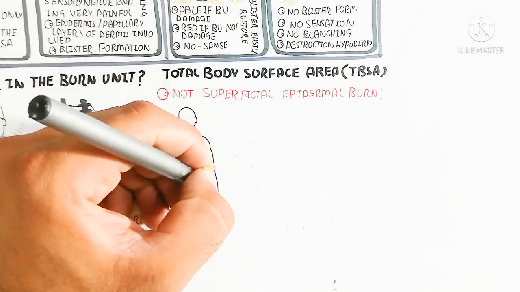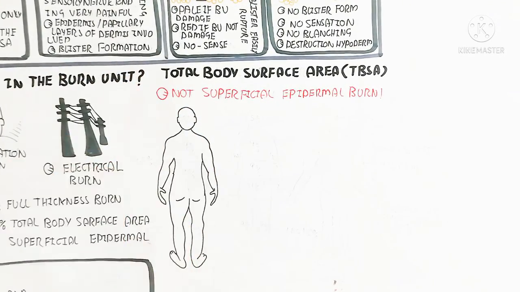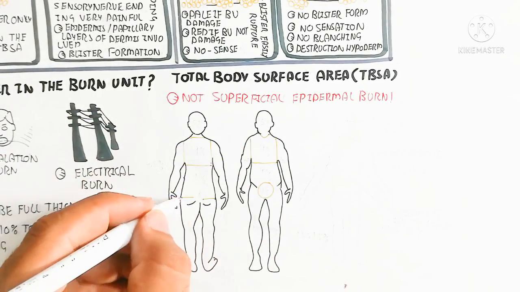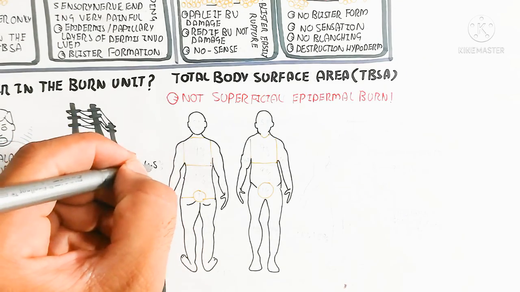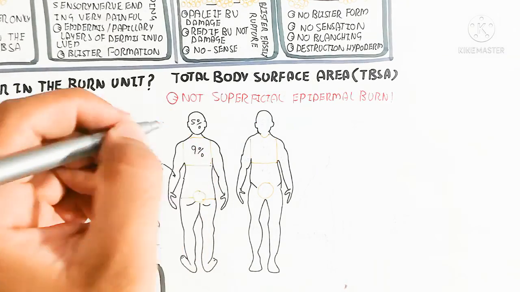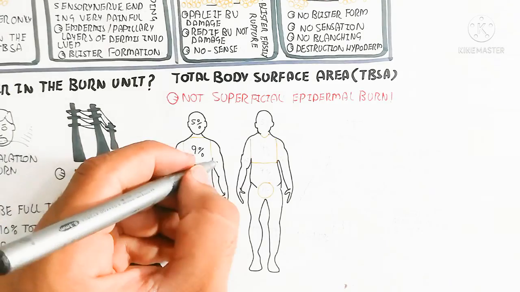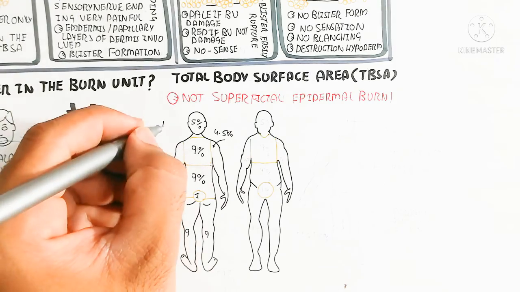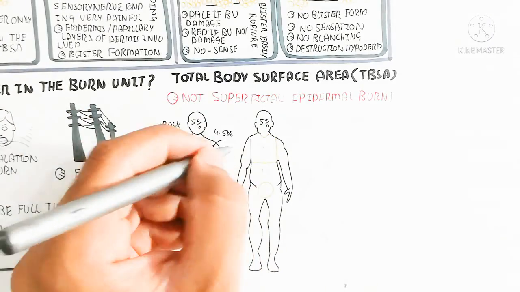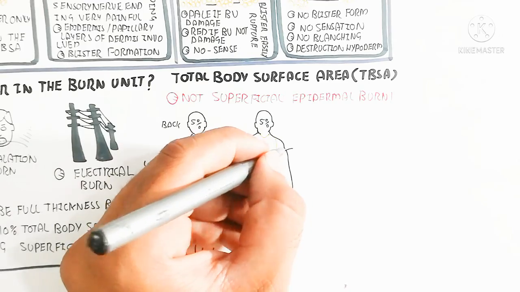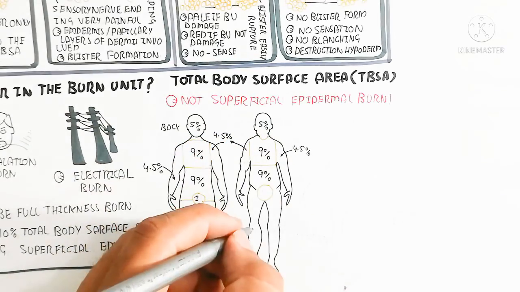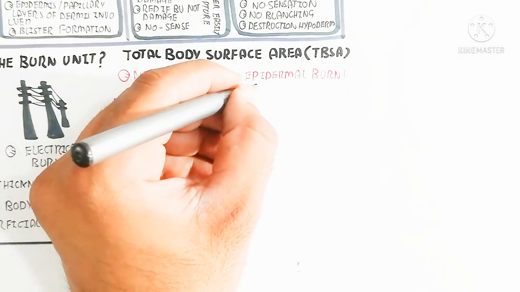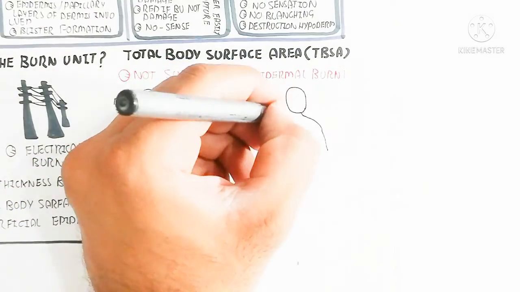So this is the back of the person, the back region, and this is the front region. In this way, by the rule of 9, the upper back is 9%, and the lower back is 9%, and both back arms are 9%, 4.5 and 4.5. On the other hand, the head is 9%, front and back, with 4.5 on each side.